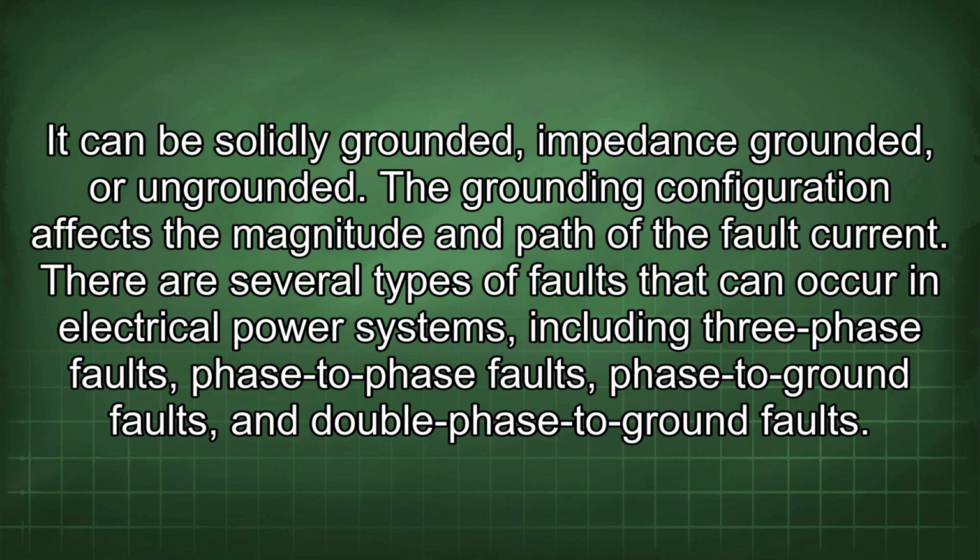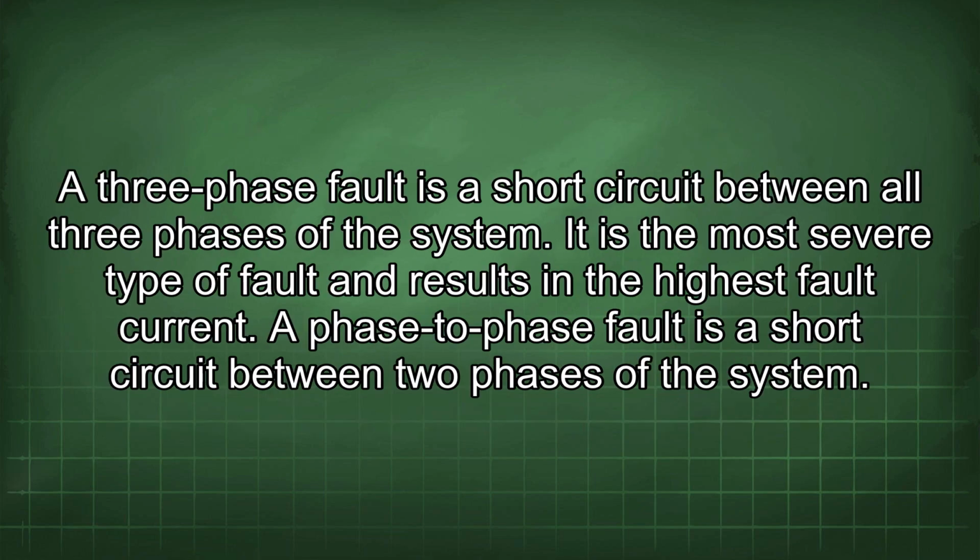There are several types of faults that can occur in electrical power systems, including three-phase faults, phase-to-phase faults, phase-to-ground faults, and double phase-to-ground faults. A three-phase fault is a short circuit between all three phases of the system. It is the most severe type of fault and results in the highest fault current.